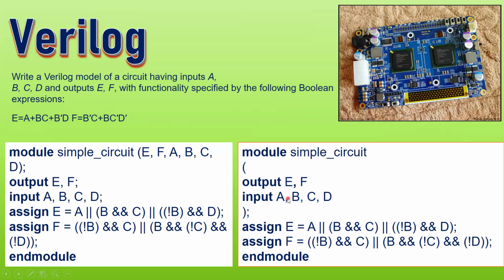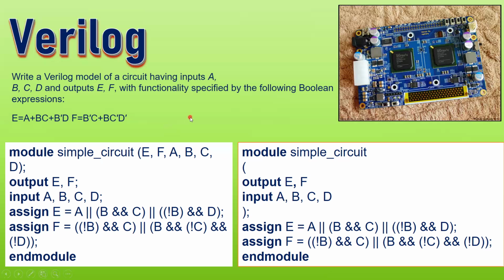There is a little modification of this code here. You see that I have written the module simple underscore circuit. In the parentheses, I have defined all outputs and inputs, outputs here, inputs here, and there is no parenthesis here. So that's it. But the assign statements, like here, are the same. And finally, I write the end module. So this is one way you can define your equations, the Boolean expressions, that is called data flow modeling.